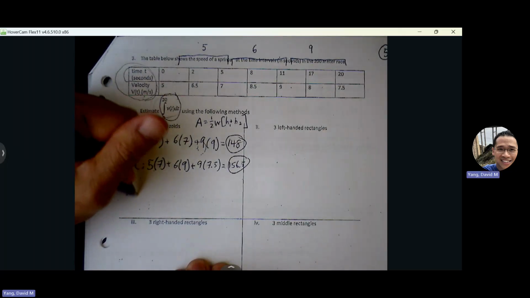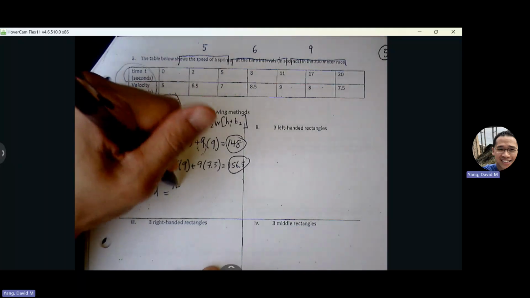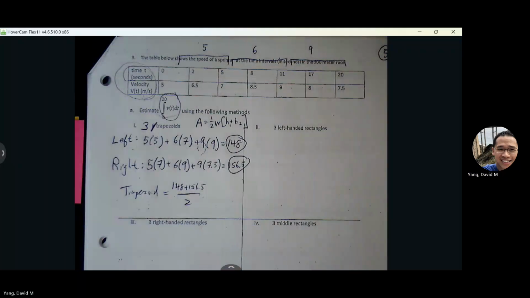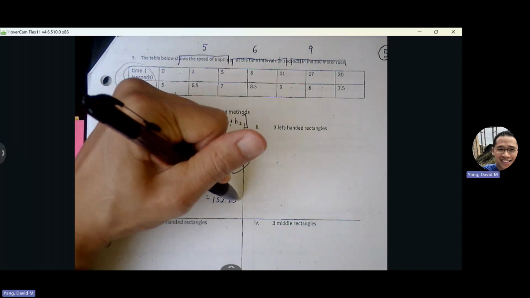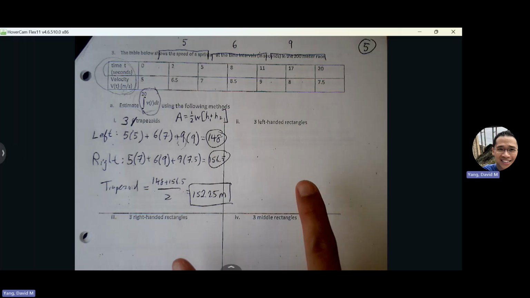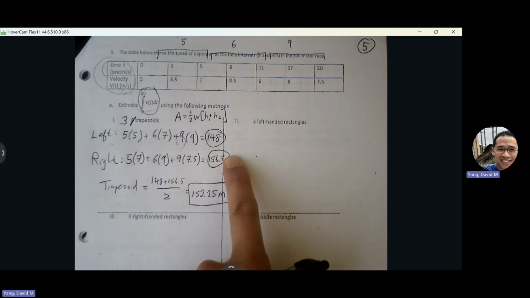Your trapezoid is just averaging these two together. And then your units is meters. So I think we were able to answer 2 and 3 because they're just 148 and 156.5.